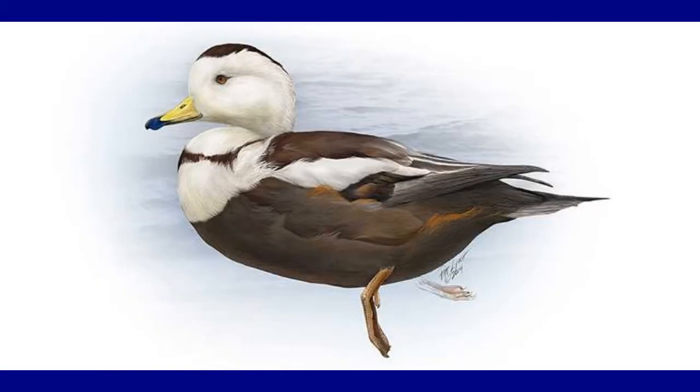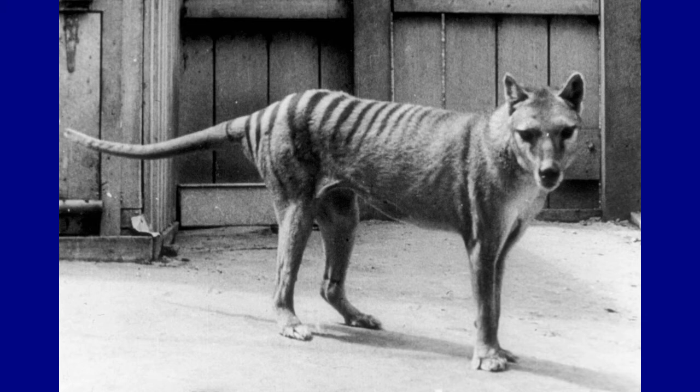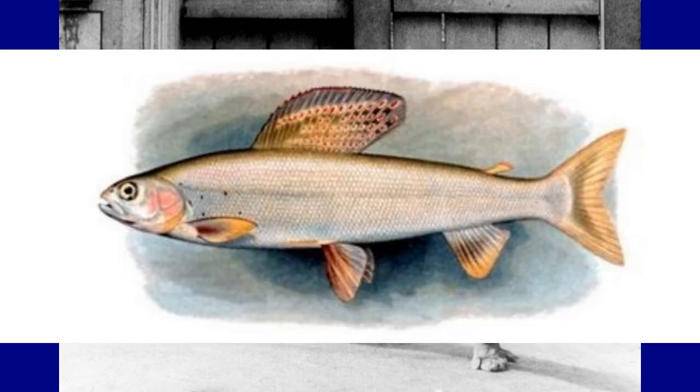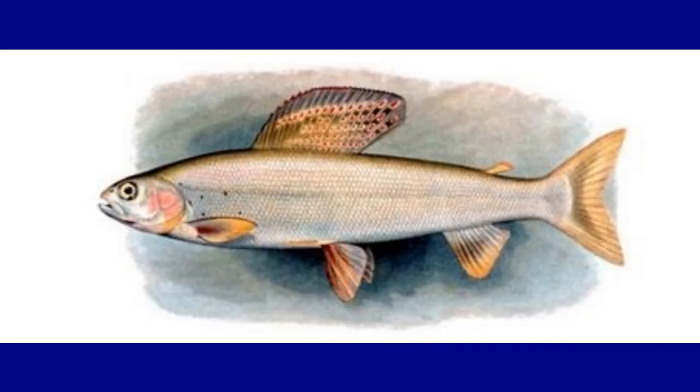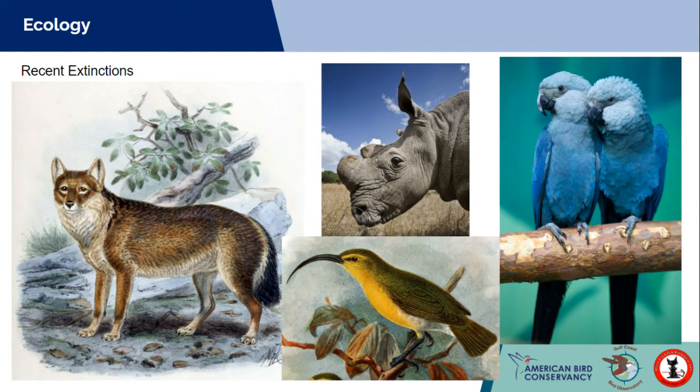This includes birds like the Labrador duck, insects like the Rocky Mountain locust, mammals like the Tasmanian wolf, fish like the deepwater Cisco fish, flowers like the Hawaiian chaff flower, and many, many other species.